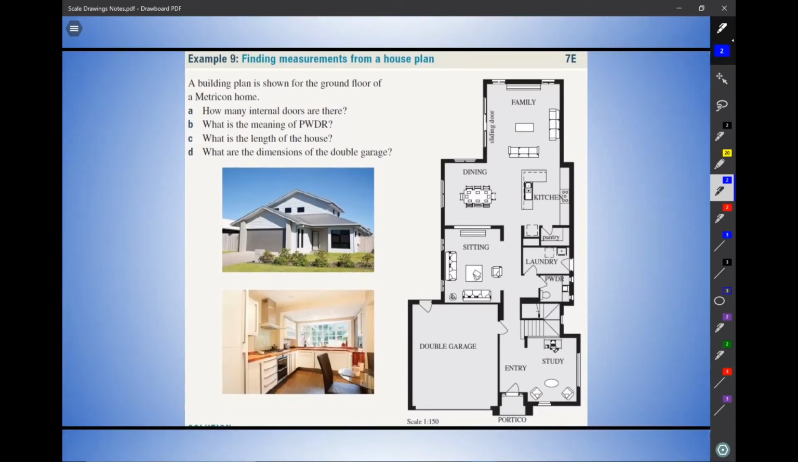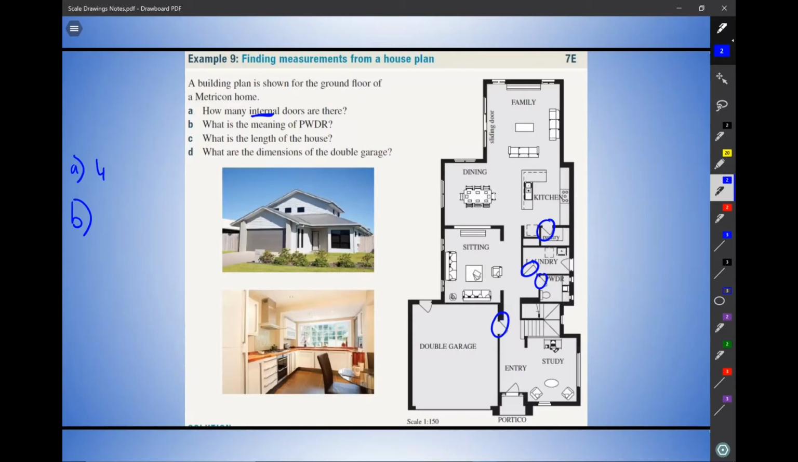So here we have a ground floor of a 2-story home, and we're going to answer some questions by looking at the plan. The first one is how many internal doors are there? So we're just looking for doors that are only inside the house, because it says internal. These doors are external, so they don't count. I can see 4 there.